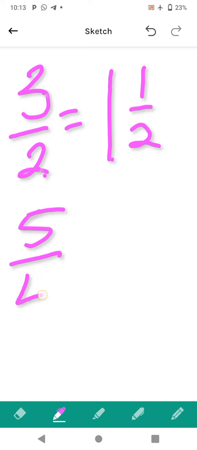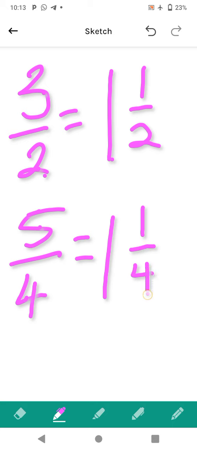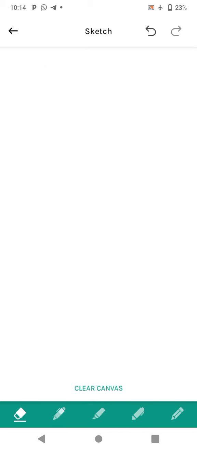5 over 4, we have it the same way. How many groups of 4 do we have in 5? We have only 1, remainder 1, all over 4. So that's how I have converted this. That's the idea behind converting improper fractions to mixed. And a mixed fraction must contain a proper fraction and a whole number as well.